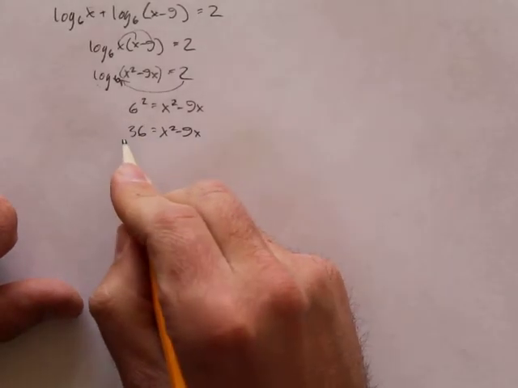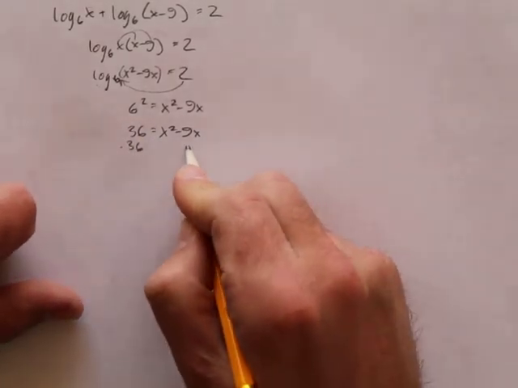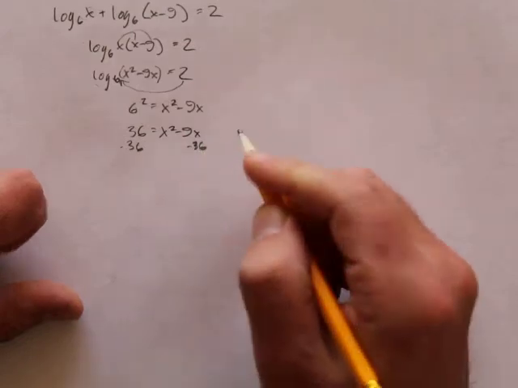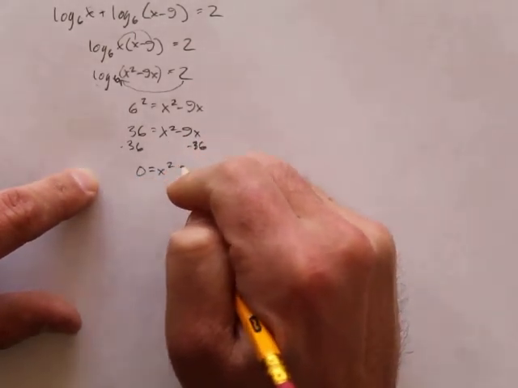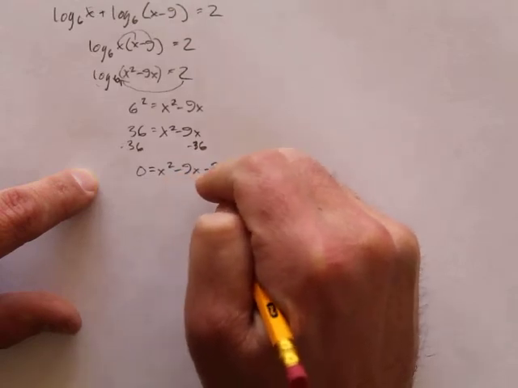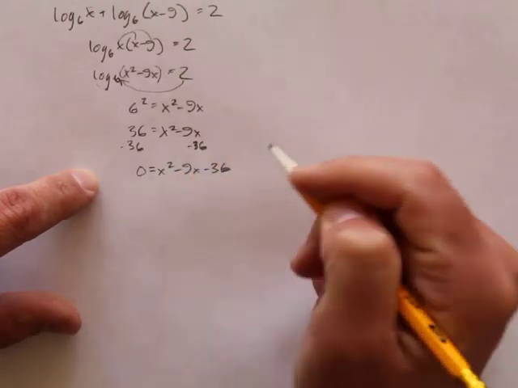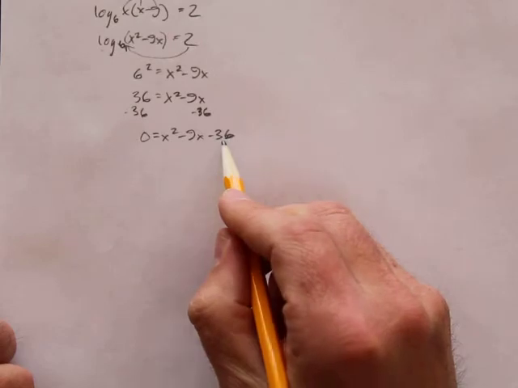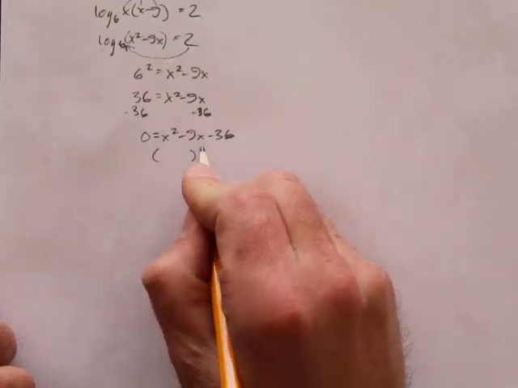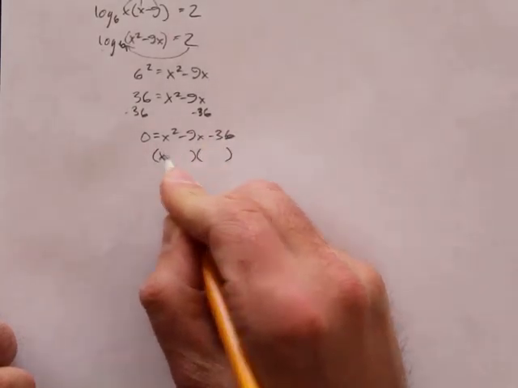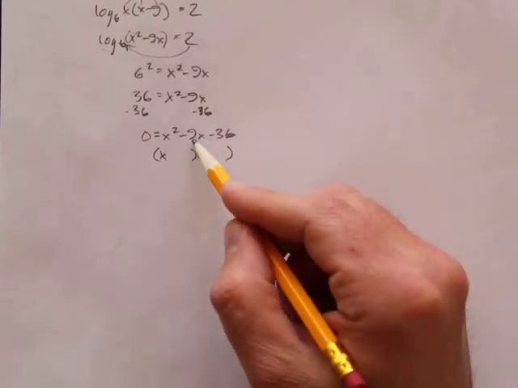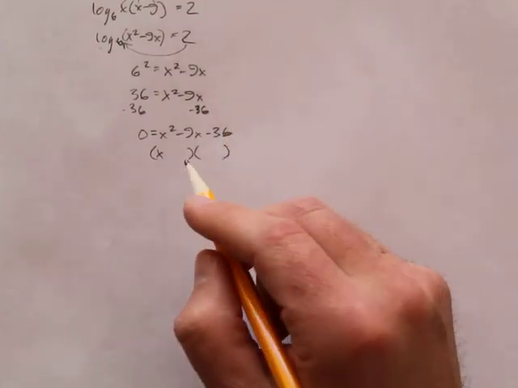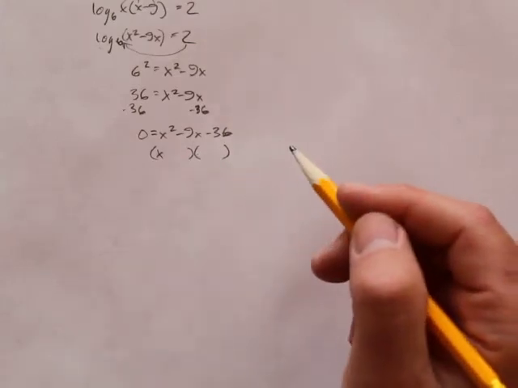Now I'm going to subtract 36 from both sides. And I'm going to get 0 equals x squared minus 9x minus 36. And then I'm going to factor this. And I have to think, what do I multiply together to get negative 36, add together to get negative 9? And let's see, 12 and 3.